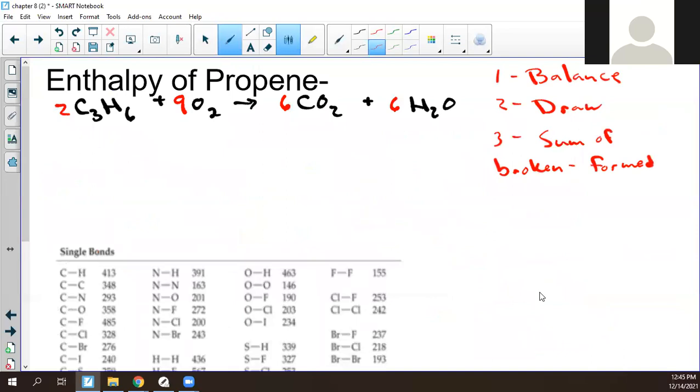Uh-oh. They get more complicated. So here we go. We have the enthalpy of propene. I have C3H6. I've already balanced it. 2966. So here we go. Are we ready? These problems, you just have to be good accountants.